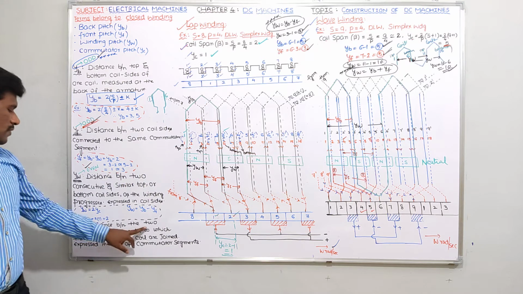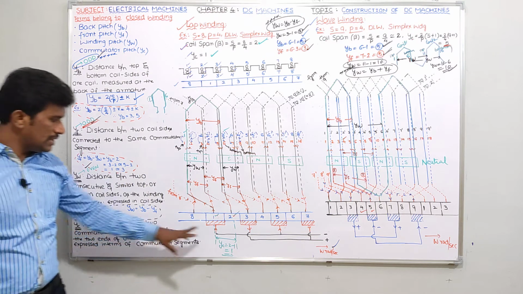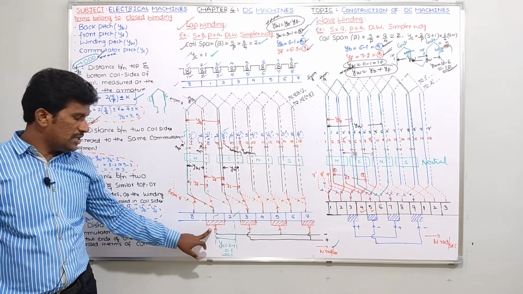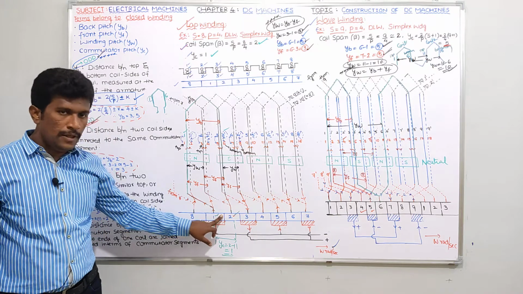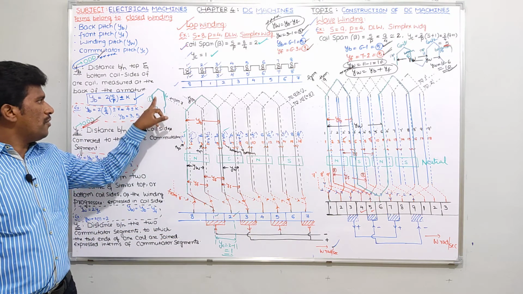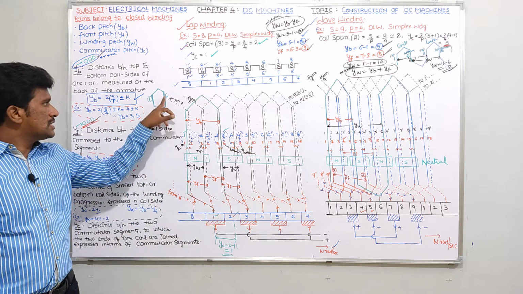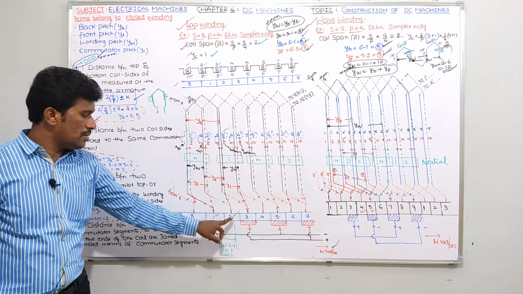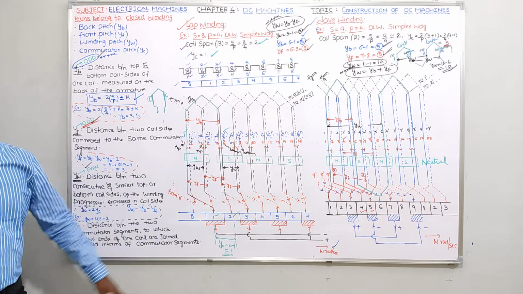Okay, the distance between the two commutator segments to which... in this example, the distance between commutator segment number 1 and commutator segment number 2. If you take the 1 to 6 coil, one end, 1, is connected to commutator segment number 1 and 6 is connected to commutator segment number 2. 2 minus 1 gives you 2. So this is the value of YC here.